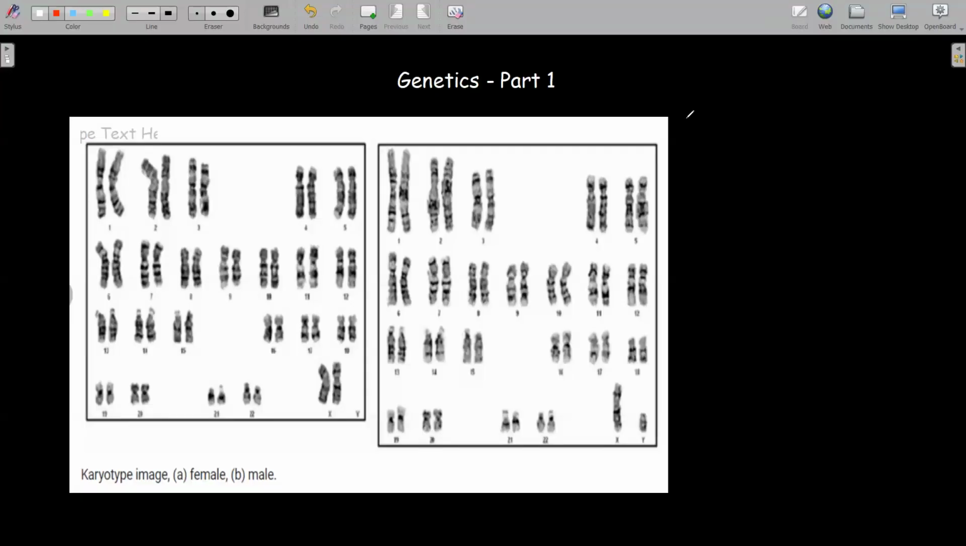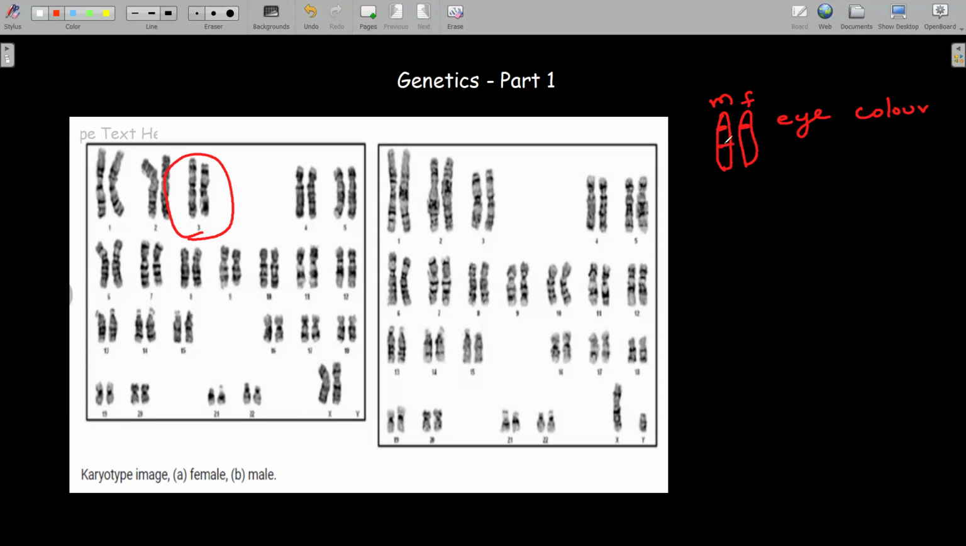Homologous chromosomes have the same DNA and similar genes. For example, let's take this pair, the third pair, the third chromosome. This one comes from the mother and this one comes from the father. Now imagine there is a gene responsible for eye color. This gene is from the mother and this gene is from the father. Both genes are responsible for eye color.